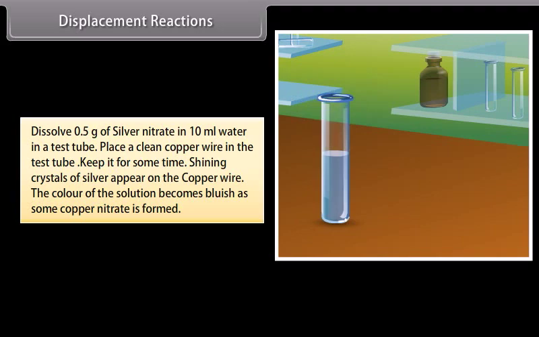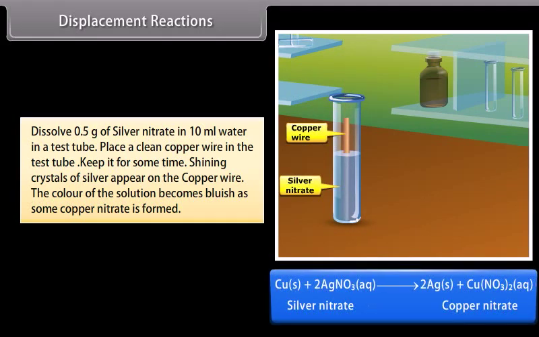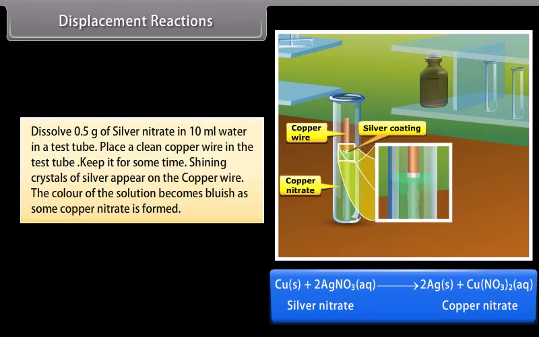Dissolve 0.5 gram of silver nitrate in 10 ml water in a test tube. Place a clean copper wire in the test tube. Keep it for some time. Shining crystals of silver appear on the copper wire. The color of the solution becomes bluish as some copper nitrate is formed.